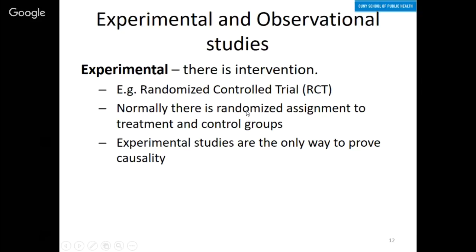So normally there's randomized assignment to treatment and control groups. If we're talking about an RCT, without a control, there are no conclusions. In order to say whether there is an effect, you have to compare it to the control. These are the only way to prove causality. You can do causal inference on an observational study, but not directly prove it.